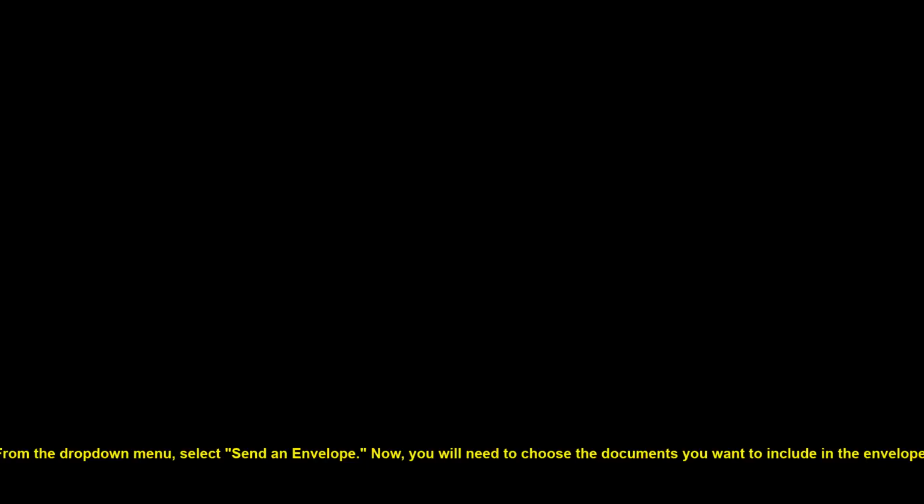Now, you will need to choose the documents you want to include in the envelope. You can either upload files from your computer or select documents from your DocuSign cloud storage. After adding your documents, click Next to proceed.